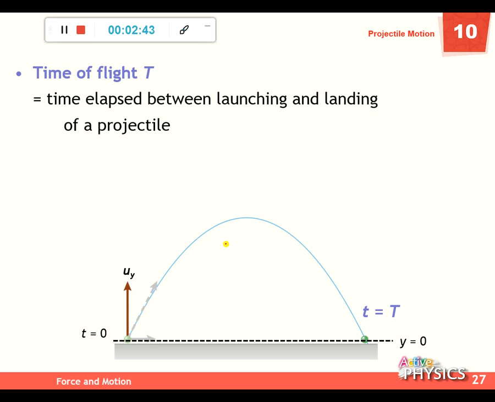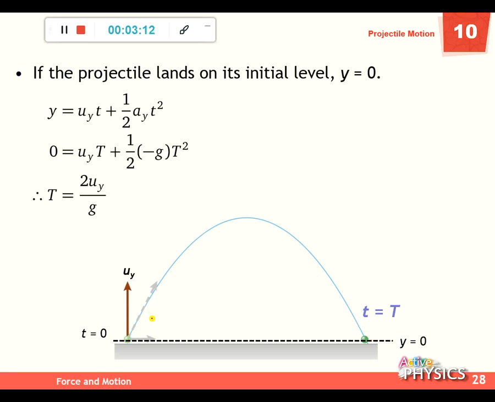Okay, next one, time of flight. Time of flight means that this object will go up and then go down. Then we will call it time of flight 飛行時間. But of course, you should pay attention to this. They should have the same level. Same level means that y should be 0. It means that the total vertical displacement should be 0. Then what will happen here? Total vertical displacement should be 0.